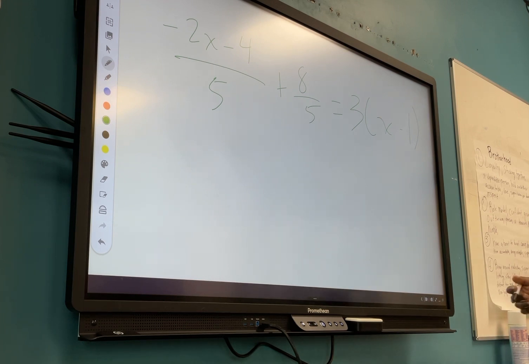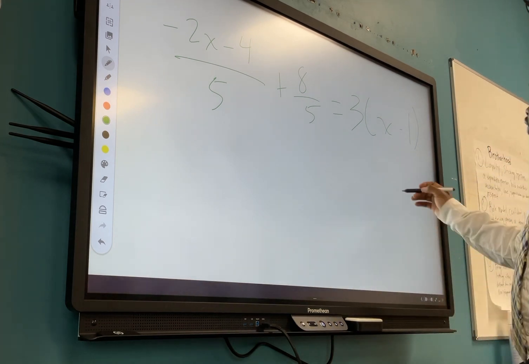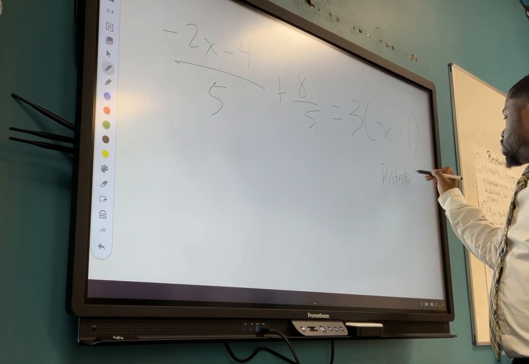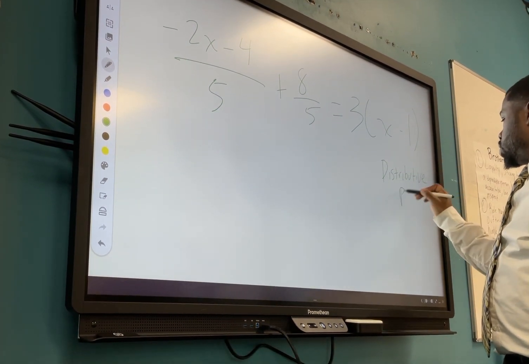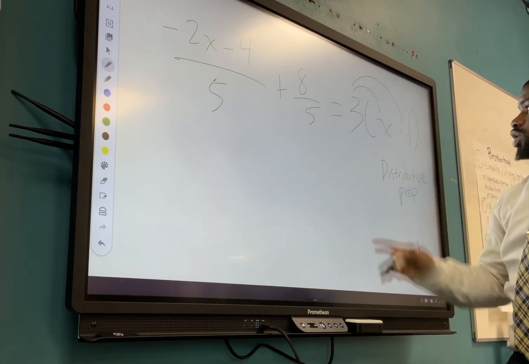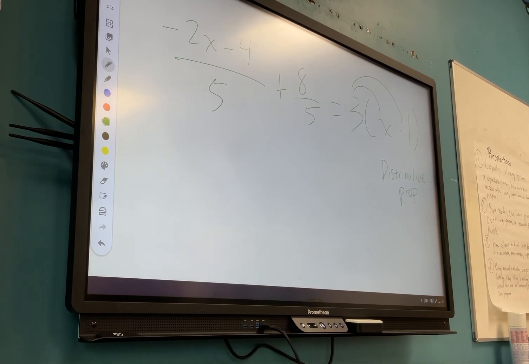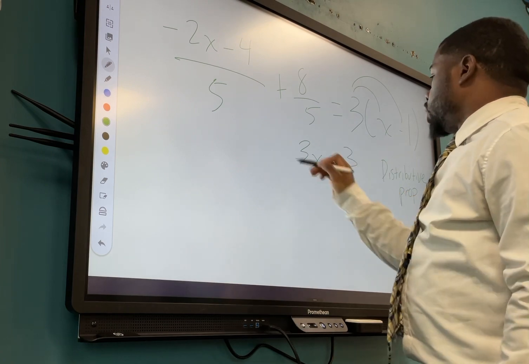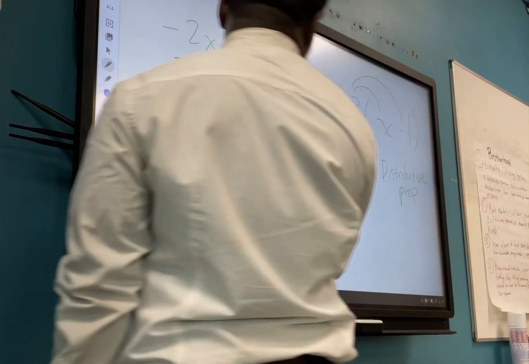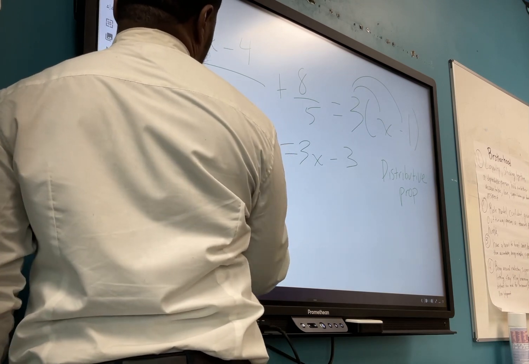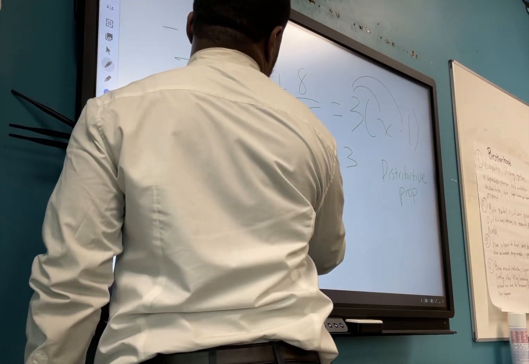3 to the x. All right, so we're gonna write here distributive property. All right, so you're gonna distribute this 3 inside of parentheses. 3 times x is 3x. 3 times negative 1 is minus 3. And all we're gonna do is rewrite this left-hand side, which is the negative 2x minus 4 all over 5 plus 8 over 5.